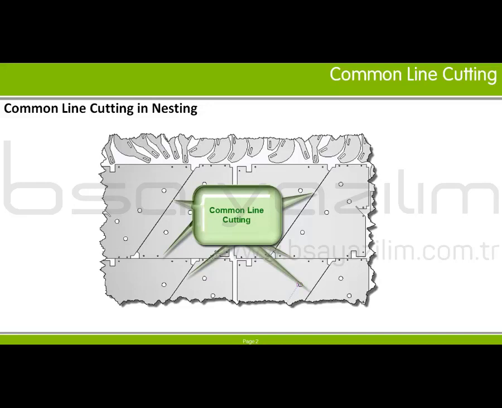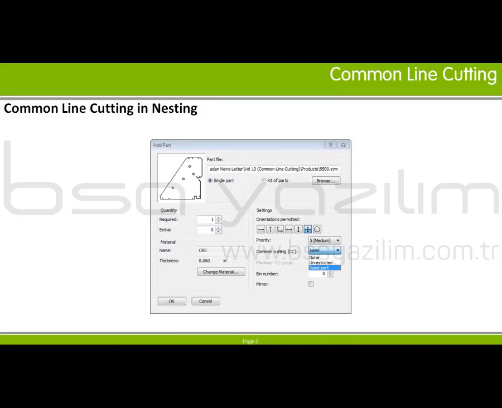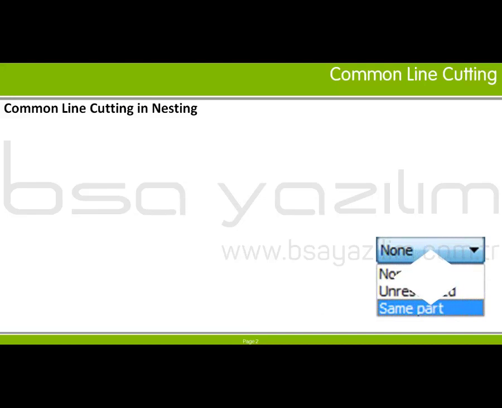For profiling machines, when using true shape nesting, you can specify that a part is suitable for common line cutting by setting the common cutting control when you add the part to the nest schedule. The control will be set by default if the part's common cutting attribute is already set. For each part, the following choices are provided for the common cutting properties.